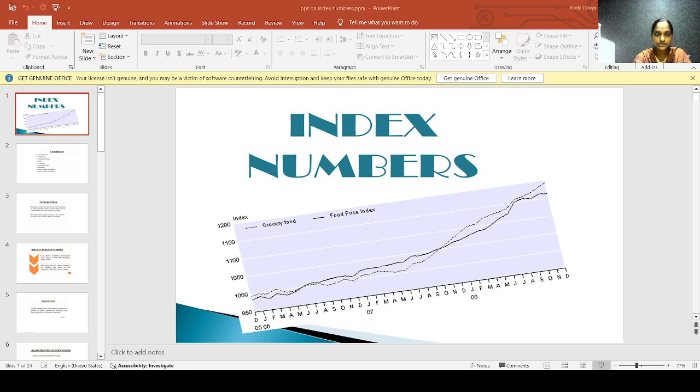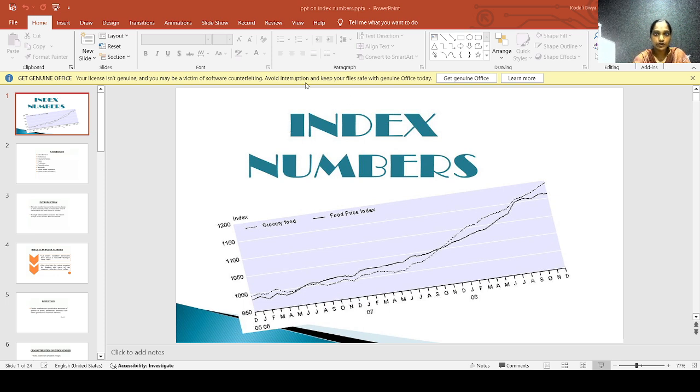The first one is Laspeyres' index number. In this method, the weights are determined by quantities in the base year. In the formula for Laspeyres' method, P01, as usual, is nothing but the price index in the current year. Whereas in Paasche's method, the weights are considered as quantities in the current year. In Laspeyres' method, weights are quantities in the base year. In Paasche's method, weights are quantities in the current year.